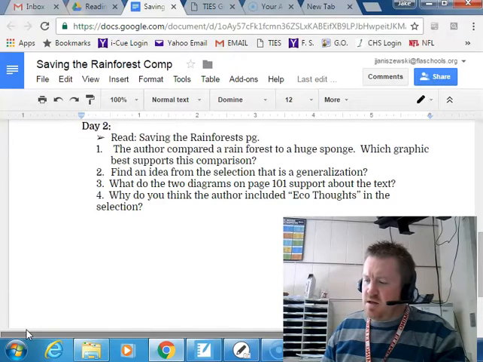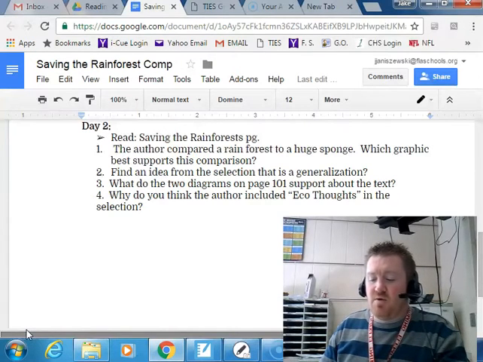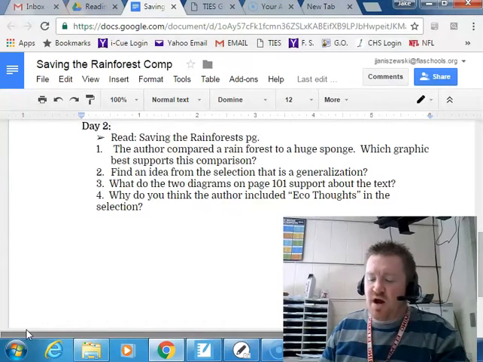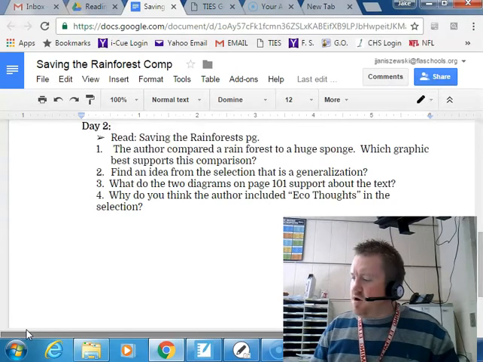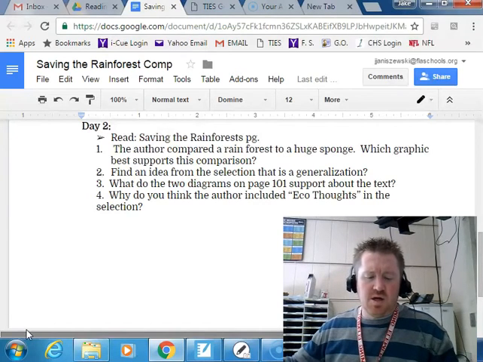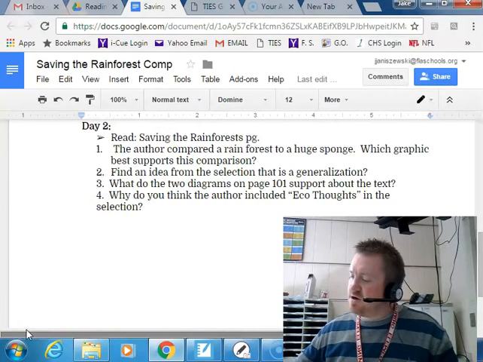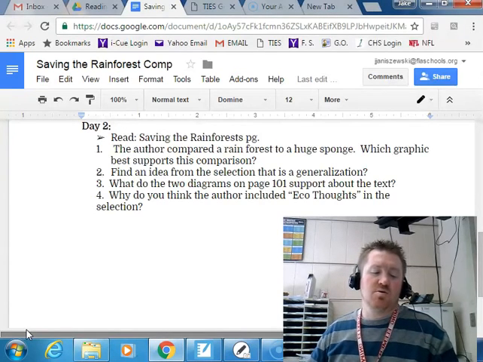And then there is another question, number 17 on your test. I'm just going to give it to you. It says, the author compared a rainforest to a huge sponge. That was our comprehension question. And it says, which graphic best supports this comparison? And that one would probably be the diagram on page 97 as your best answer. So if you want to jot that down, the diagram on page 97 is your answer to number 17 on your test.